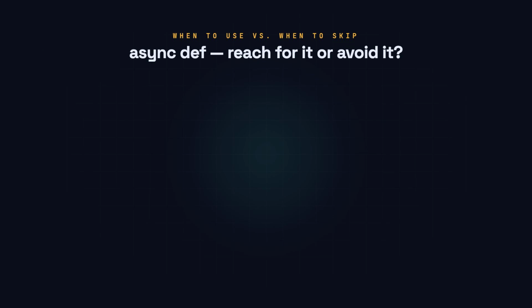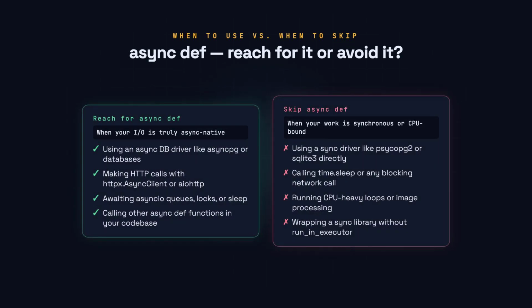The rule is straightforward. Use async def when every IO call inside that function has an async-native counterpart you can await. If you are working with a synchronous library, an old database driver, a third-party SDK, any call to time.sleep, either switch to a plain def route and let FastAPI handle the thread pool for you, or explicitly use run_in_executor. Never try to hide synchronous work inside async def and hope for the best.